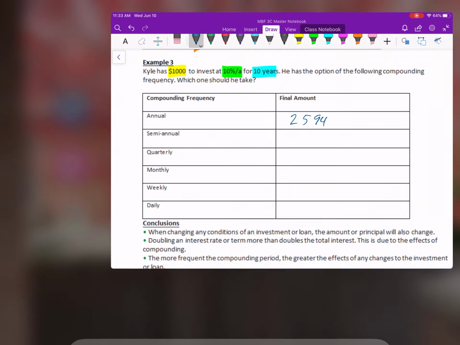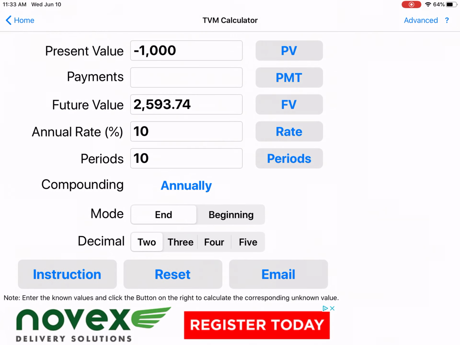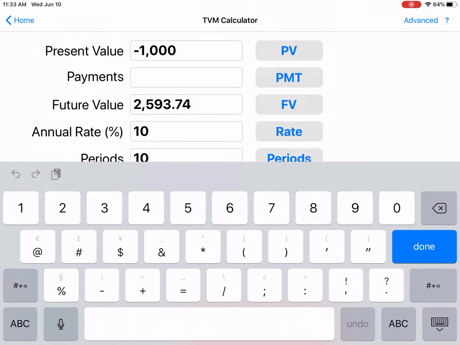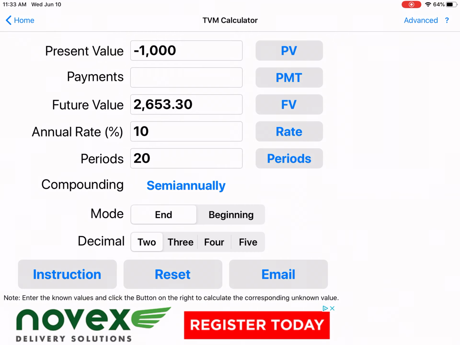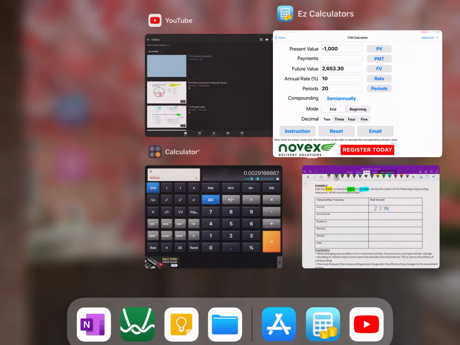So let's change it to semi-annually. Okay, so I do need to change this to semi-annually, but I also have to change the periods. It's still 10 years, but now they're doing it twice a year. So twice a year means there's 20 periods altogether. And now it's $2,653.